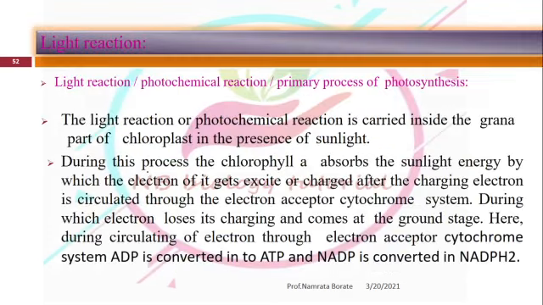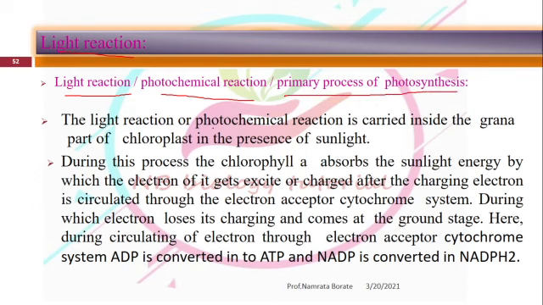Afterward, we see the next phenomenon, the first point in the photosynthesis reaction, that is called the light reaction. So what is a light reaction? The light reaction is also called the photochemical reaction. It is also called the primary process of photosynthesis.